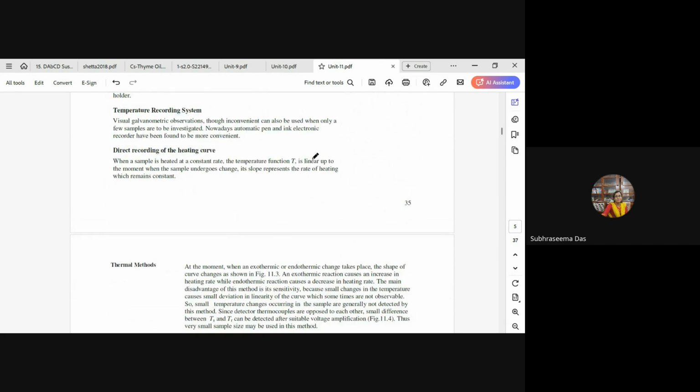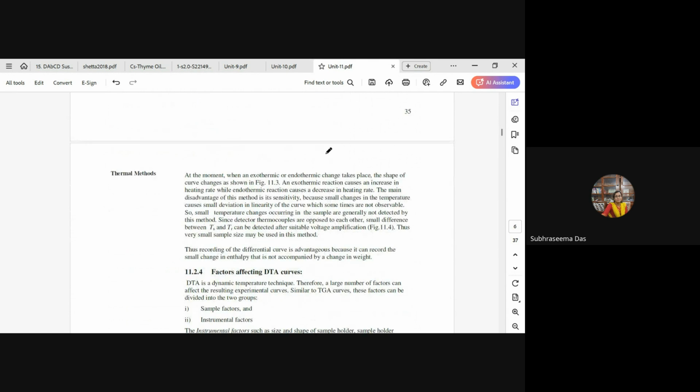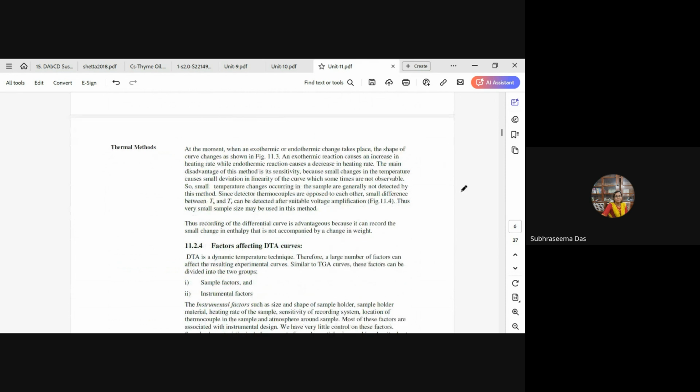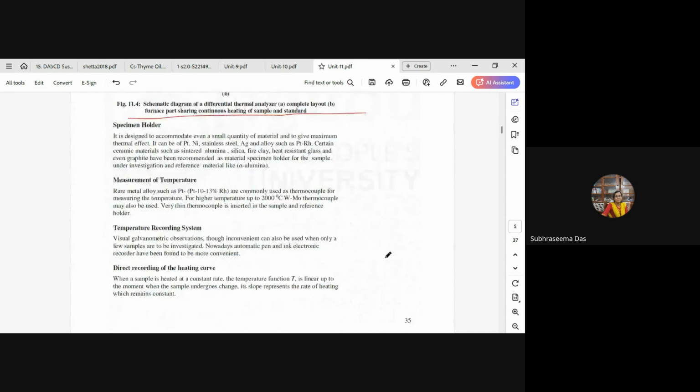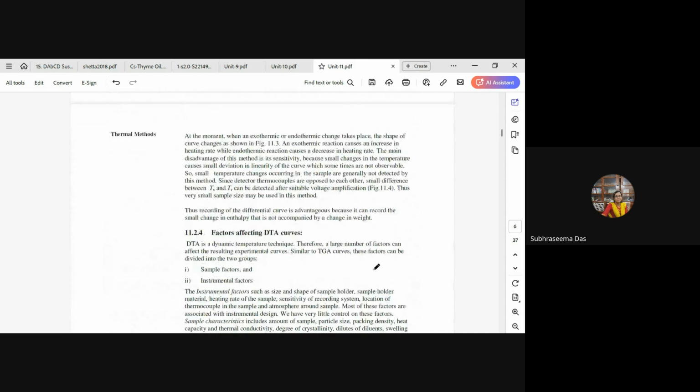Then controlling the recording of the heating curve. When a sample is heated at a constant rate, the temperature function is linear up to the moment when the sample undergoes a change, and the slope represents the rate of heating, which has to remain constant. At the moment when an exothermic or an endothermic change takes place, the shape of the curve changes, as shown in figure 11.3. An exothermic reaction causes an increase in the heating rate, while an endothermic reaction decreases the heating rate.